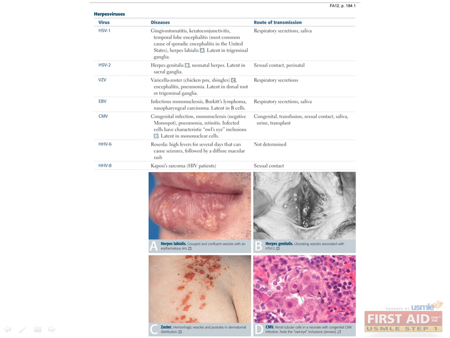We've already spoken about the herpes viruses in the DNA virus section, with the exception of EBV, Epstein-Barr virus, which is coming up. Use this table to refresh your memory about each of the viruses, the diseases they cause, route of transmission, and the ganglia that they remain latent in.